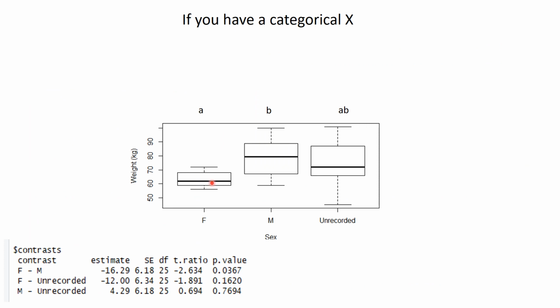Then we can draw a very simple plot in R or in Excel, and you can see the mean for female here is about 16 lower than males. It was 12 lower than unrecorded. And we found that females were significantly different to males. So if we want to indicate this on a graph, we can use letters, right? Females is different to males, so they should have different letters. But females was not different to unrecorded, so they should have the same letter. And males was not different to unrecorded, so this should also have the same letter. So this is one way in which you can present your results on categorical variables.